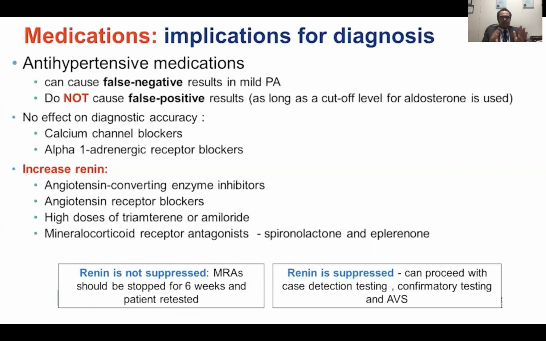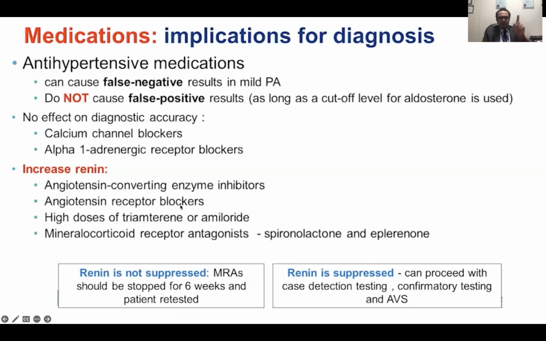They will not cause a false positive. You have kept an aldosterone cutoff of 10 to 15, and the second point is that renin should be suppressed. No drug will do that. No drug will do that. The drug may increase the renin rather than suppress it, except a beta blocker may suppress it, but nothing else will do that. First, we always test on whatever drug the patient is on.